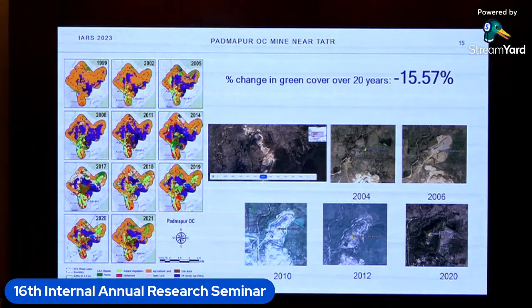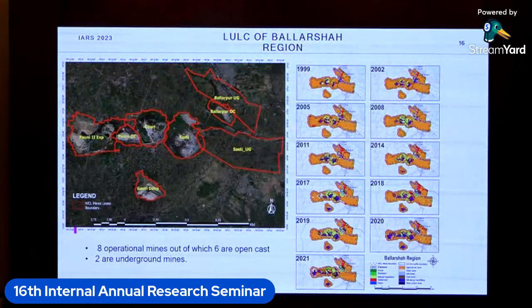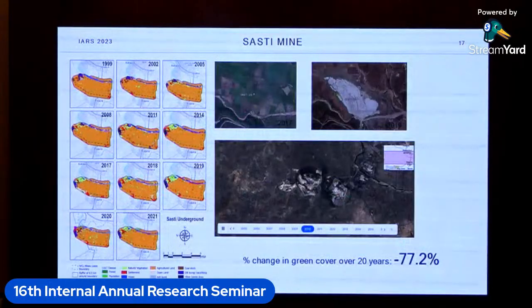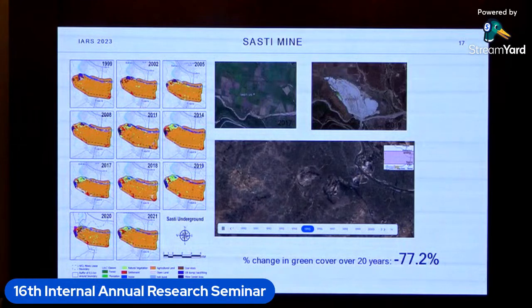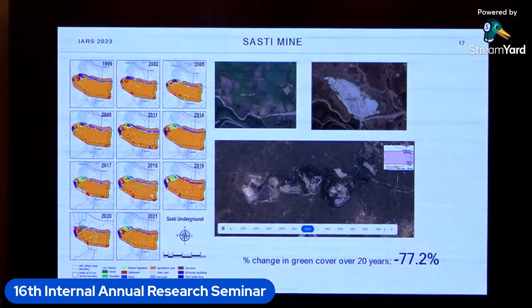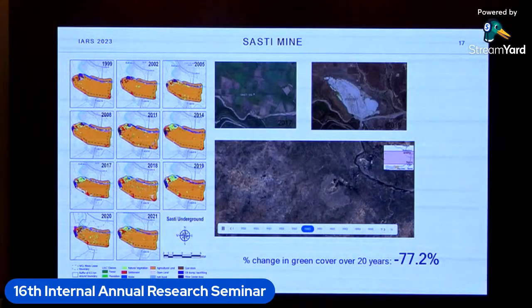Our second region is Kolsa region. It has 8 operational mines, 6 are open cast, 2 are underground. In this cluster, I am going to take the example of Sakti underground mine. Although Sakti is an underground mine, we have lost 77% of green cover in this mine. And this has been lost to secondary area, garden lands and the mining site also.